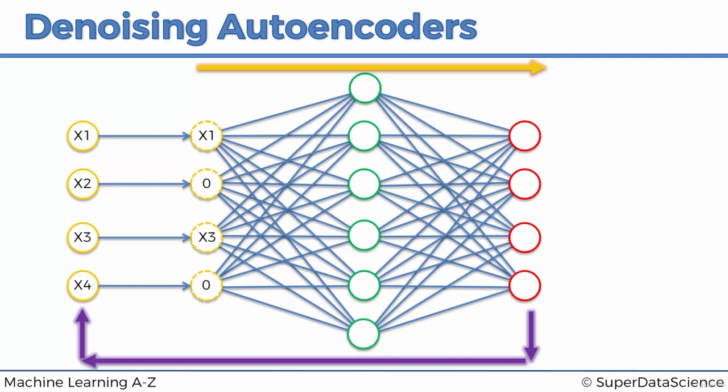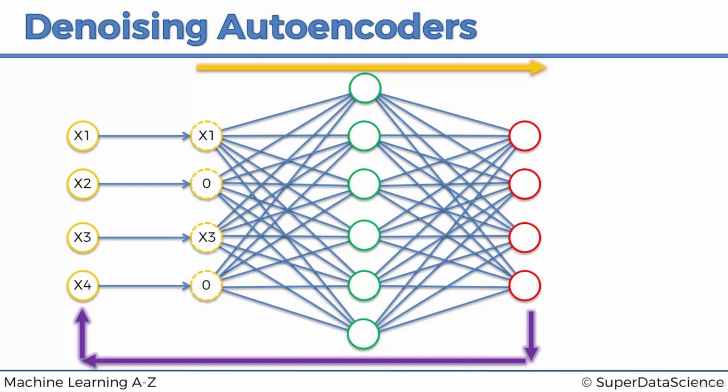And also it's important to note here that because this happens randomly, this type of autoencoder is a stochastic autoencoder. So basically it depends on this random generation or random selection of which values are going to be zeroed out. And so it just becomes a stochastic type of autoencoder. So there we go. That's how the denoising autoencoders work.